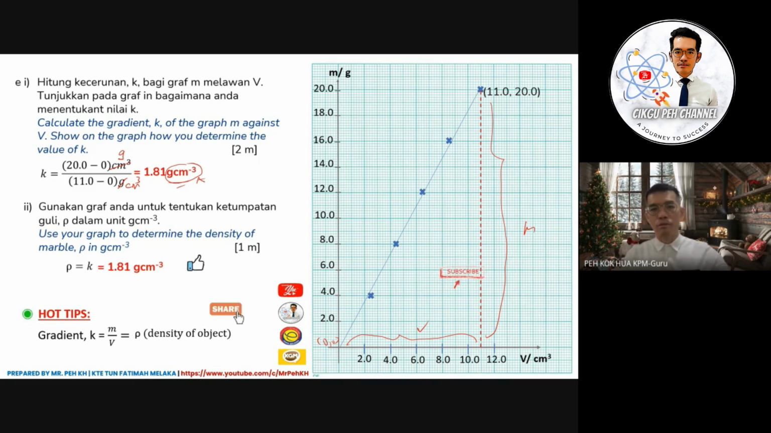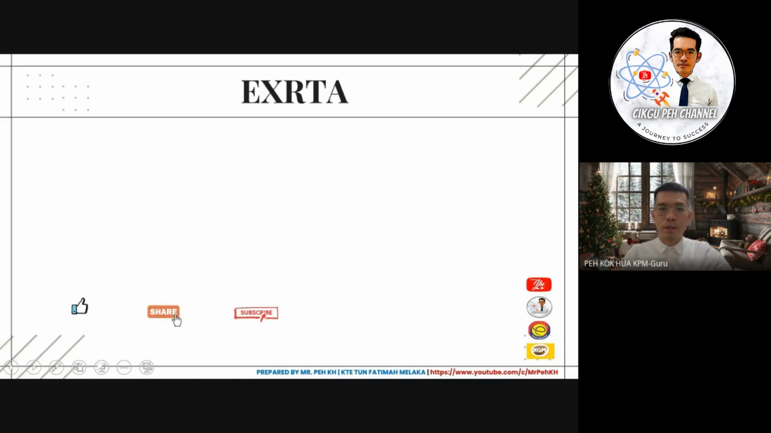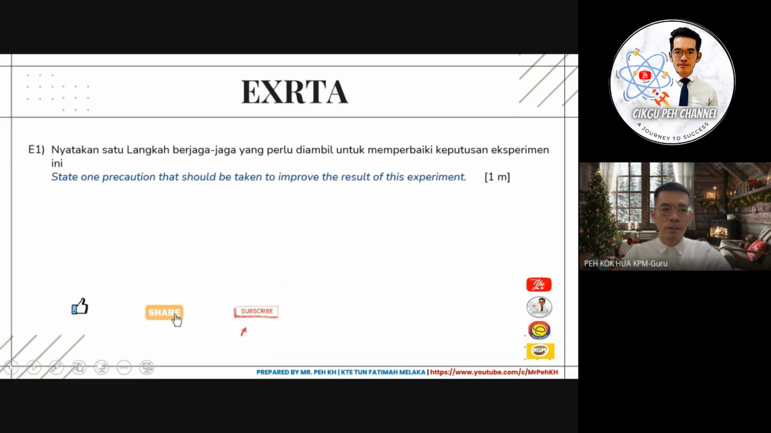Okay, so this is the 15 marks of questions I designed for this experiment. There are actually more related questions for this experiment, so let us go through a few more so that you can get more idea how to answer Paper 3. The first extra question is regarding the precaution, which is very common in Paper 3. State 1 precaution that should be taken to improve the result of this experiment.